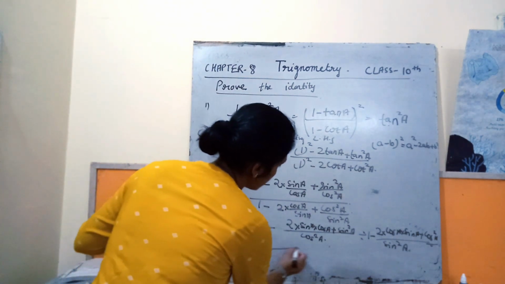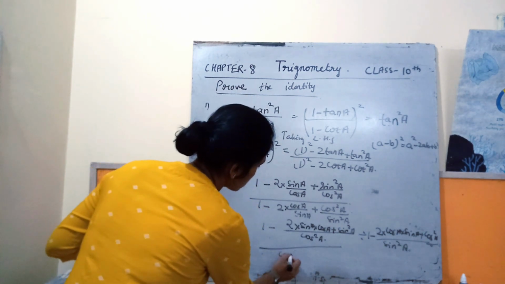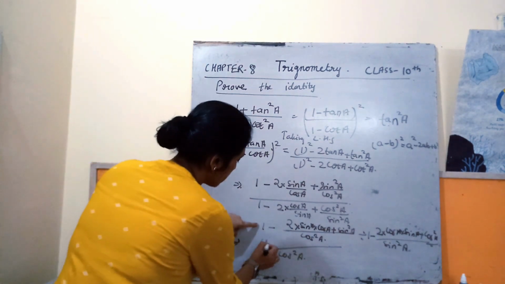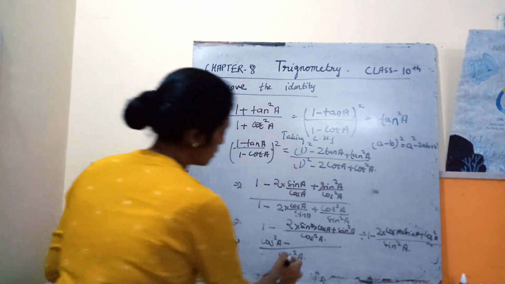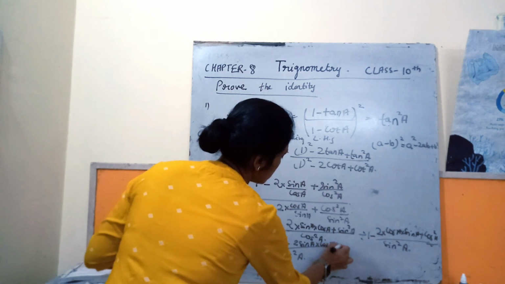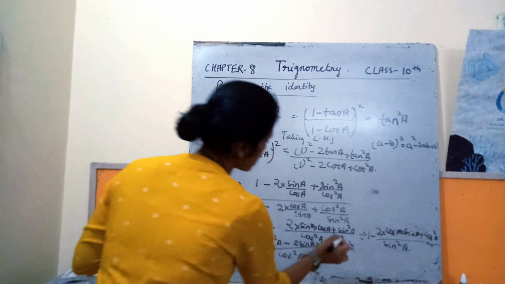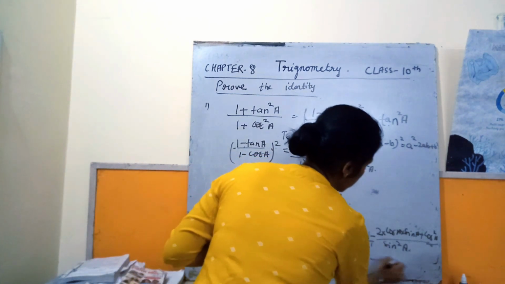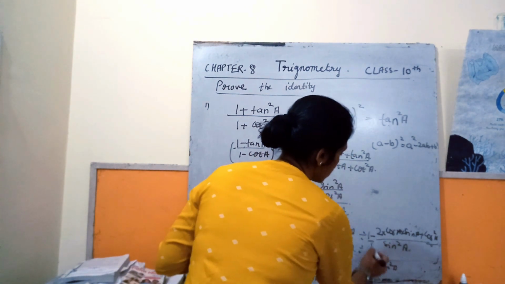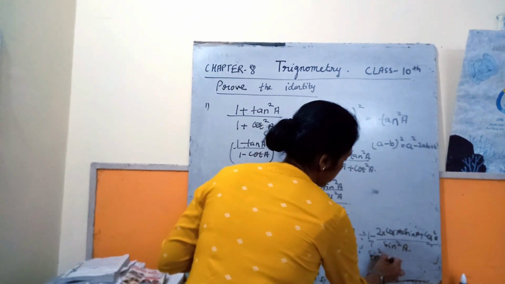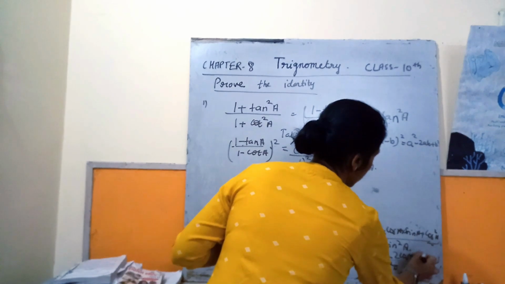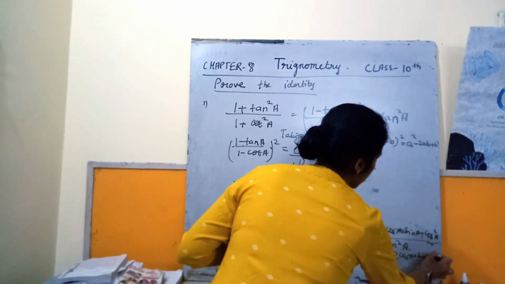in the next step it will be cos square A. This cos square will be multiplied here, so it will become cos square A minus 2 sin A into cos A plus sin square A. Okay, similarly we will take the LCM of 1 and sin square A, it will be sin square A. So the sin square A will be multiplied in the numerator, we get sin square A minus 2 cos A into sin A plus cos square A.